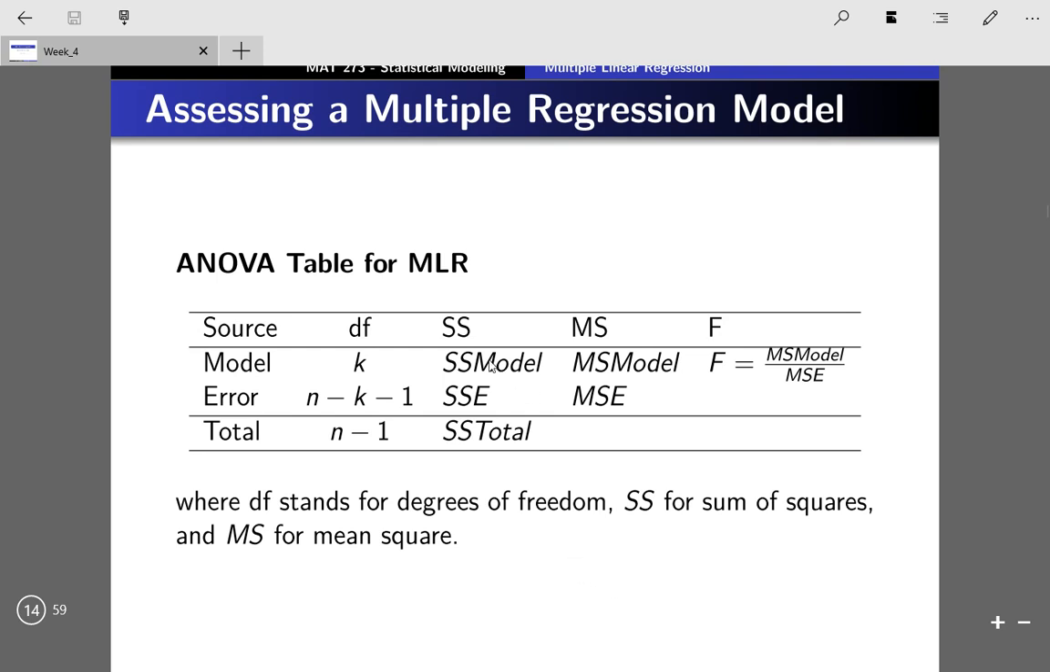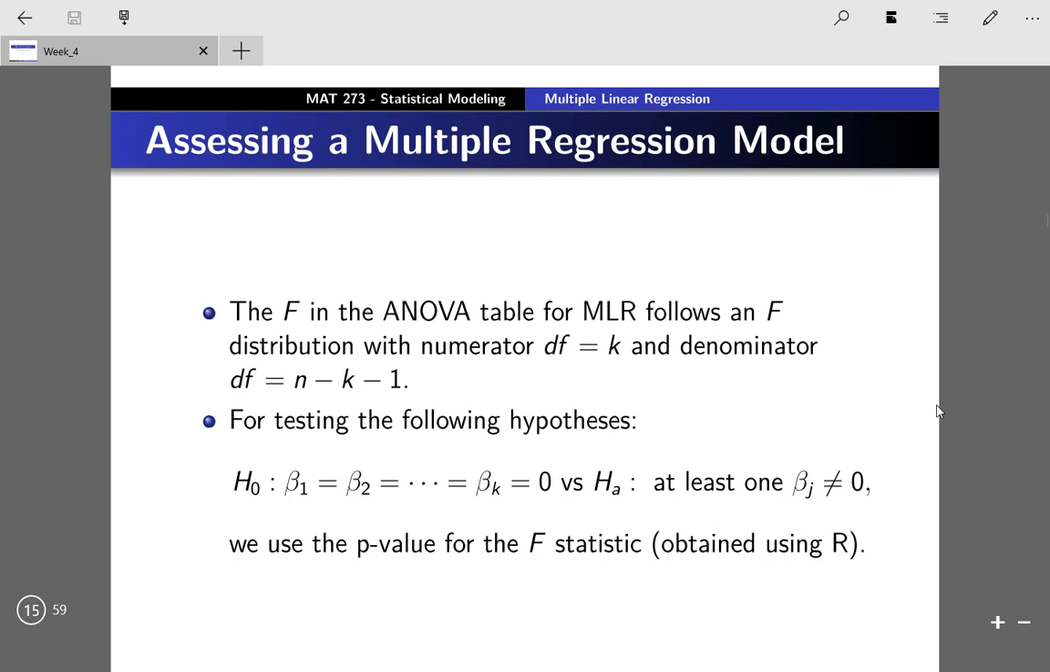And similarly, SS model, the sum of squares model, plus the sum of squared error, SSE, is equal to the SS total. And then to get our F-test statistic, which we use for testing our overall model, we calculate this ratio of MS model and MSE. This F-test statistic is useful for testing the overall model, and it's called an F because it follows an F distribution. And this has two degrees of freedom associated with it.